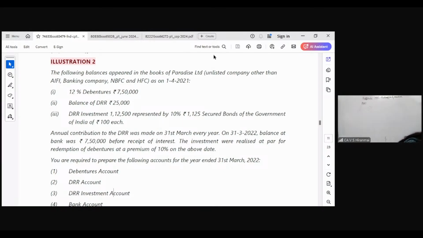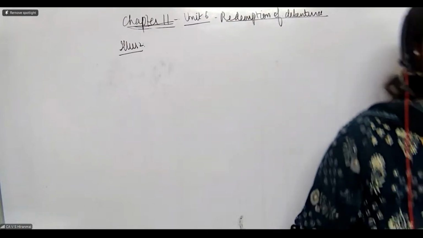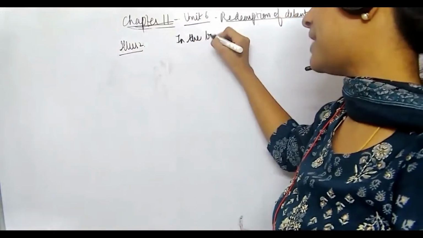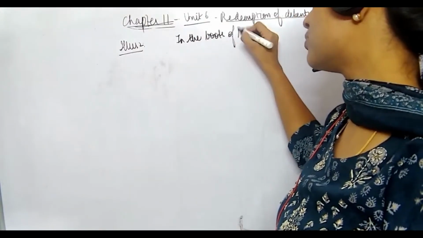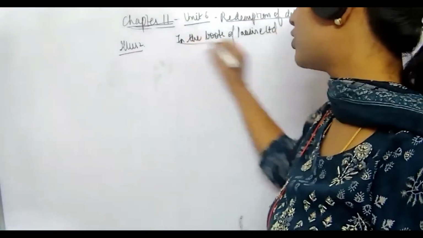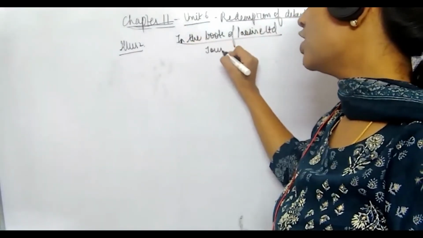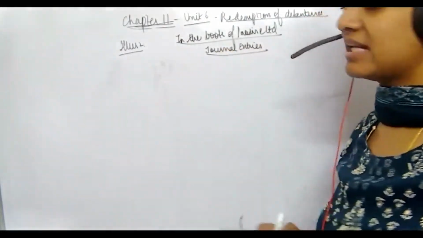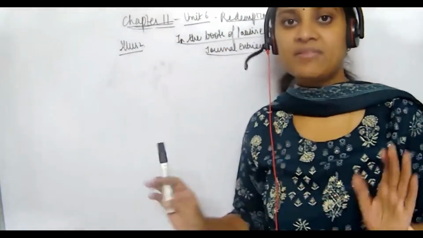Now, madam, what is this question? Everything is there together. How will I do it? Very easy question. Simply, first thing is let us pass the entries in the books of Paradise Limited. Once you pass the entries, posting them into the ledgers becomes very, very easy. Okay, everybody with me?